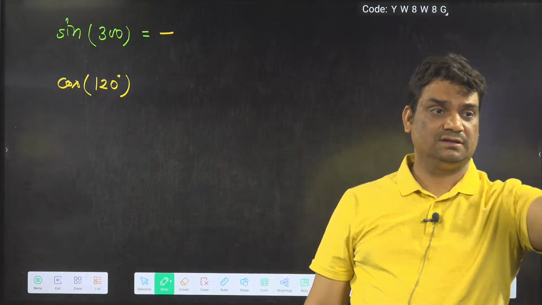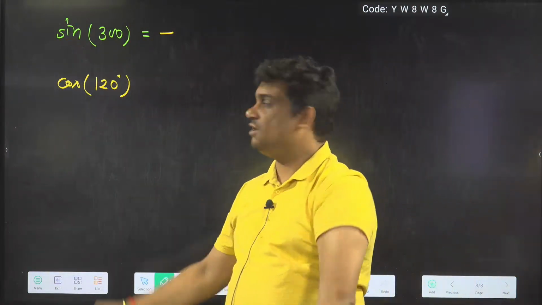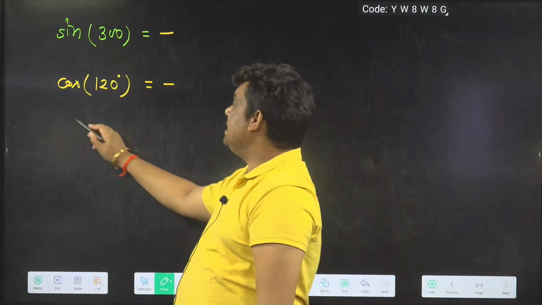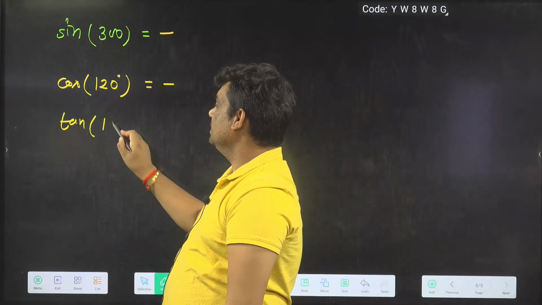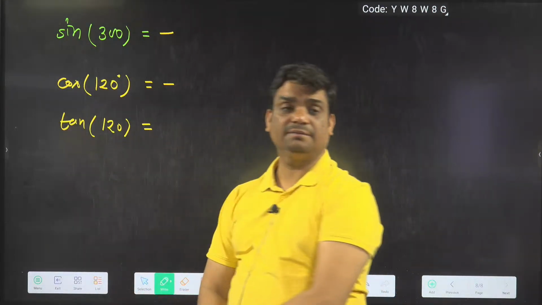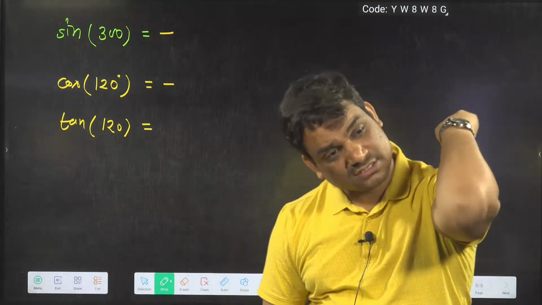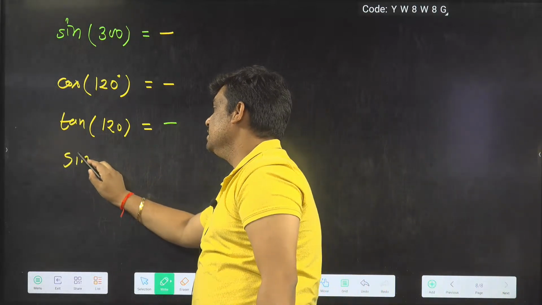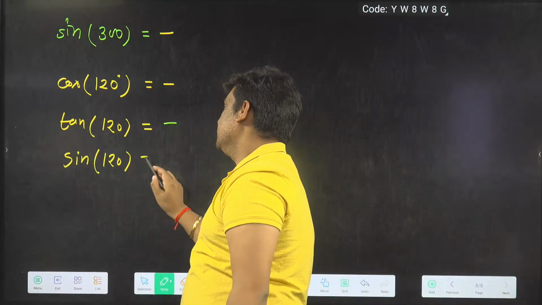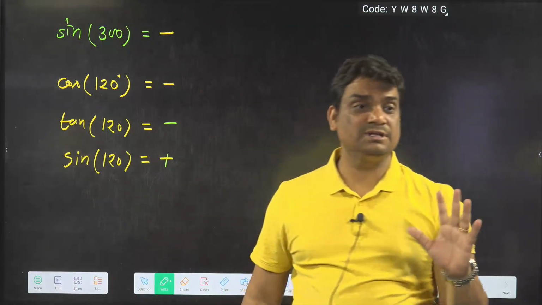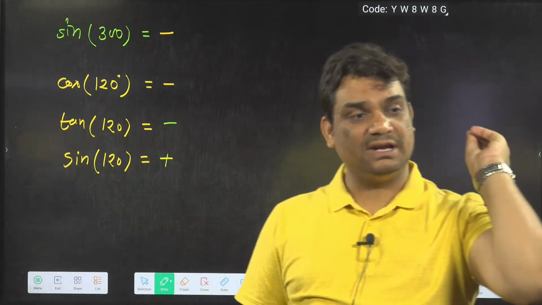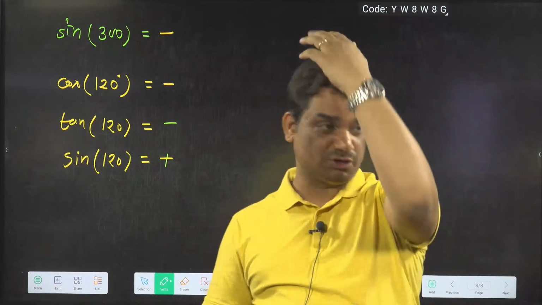Cos is positive or negative? Cos is negative, okay. But if I say tan 120, this will be in the second quadrant. Tan is also negative. But if I say sine 120, then your sine 120 will be what? Positive. A lot of people make mistakes. They don't decide the sign, they decide the value. So first of all, in ASTC, you have to decide the sign, positive or negative.